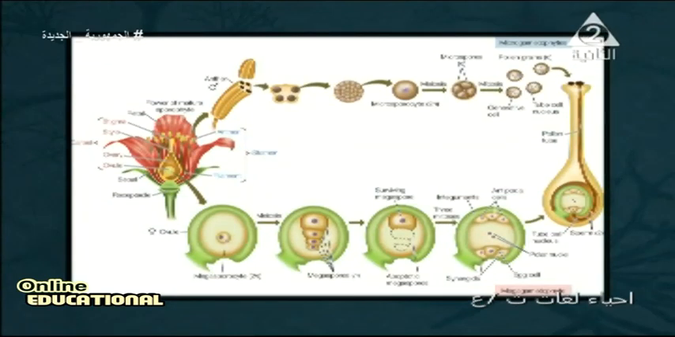When the anther opens, this is the male anther opening, what happens? It forms the pollen grains, which are found on the stigma, and reach the ovule by moving through the pollen tube until they enter inside the ovule.